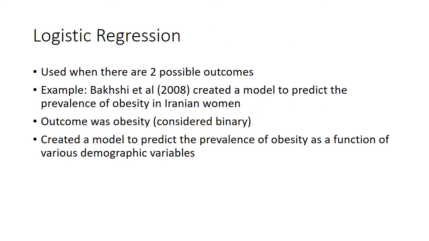So anyway, another thing we can do is called a logistic regression, and this is used when there are two possible outcomes. An example here is a study done in 2008 where they're trying to predict the prevalence of obesity in Iranian women. They considered the outcome to be binary, because they're either considered to be obese or not based on whatever metrics they're looking at, like BMI or something like that. What they did was create a model to try to predict that prevalence of obesity as a function of various demographic variables for these women.